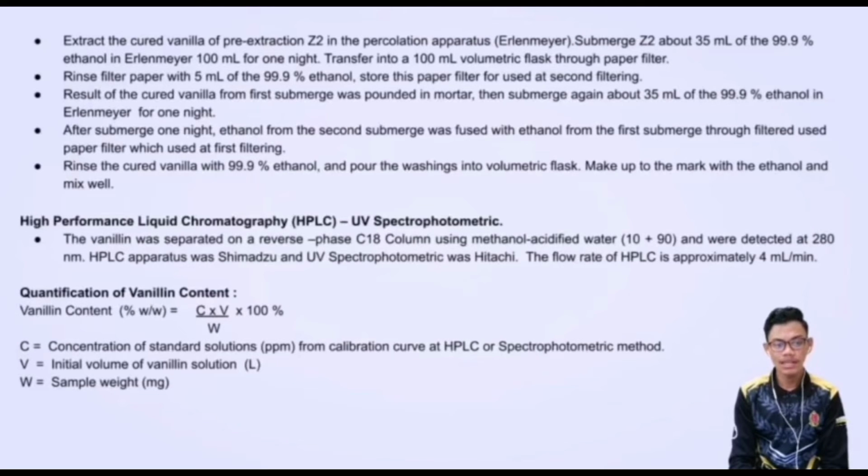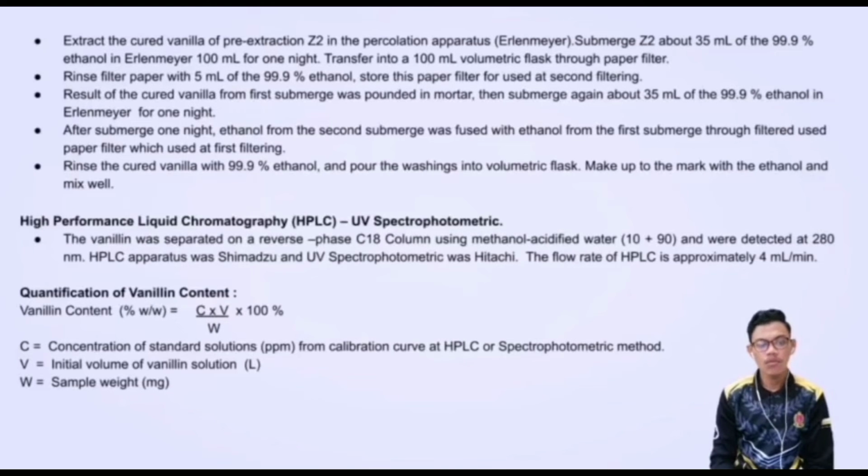For high-performance liquid chromatography (HPLC) and UV spectrophotometric analysis, the vanillin was separated on a reverse phase C18 column using methanol and acidified water, 10 plus 90, and was detected at 280 nm. The HPLC apparatus was Shimadzu and the UV spectrophotometer was Hitachi. The flow rate of the HPLC is approximately 4 ml per minute.